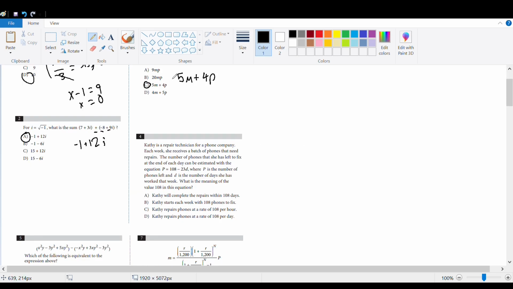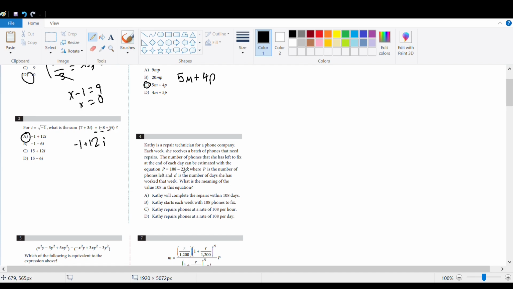And here for number 4, Kathy is a repair technician for a phone company. Each week, she receives a batch of phones that need repairs. The number of phones that she has left to fix at the end of each day can be estimated with the equation P equals 108 minus 23D, where P is the number of phones left, and D is the number of days she has worked that week. What is the meaning of the value of 108 in this question?